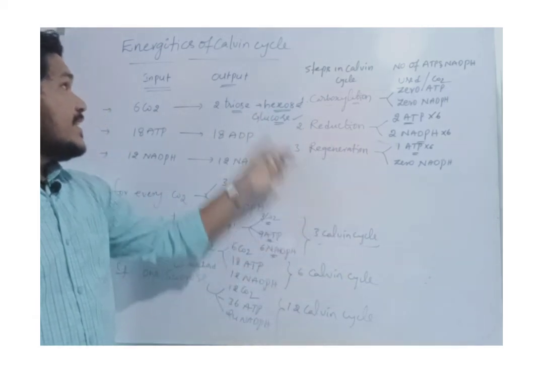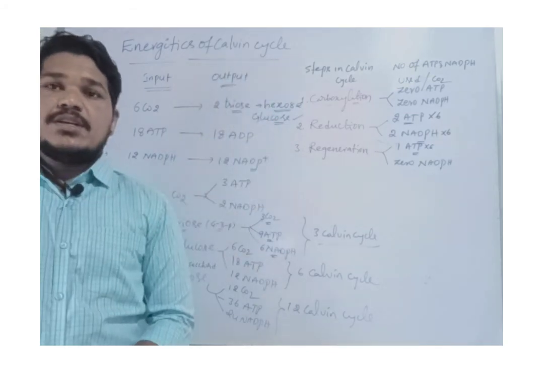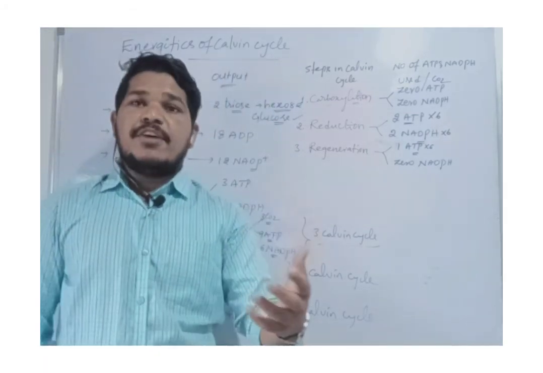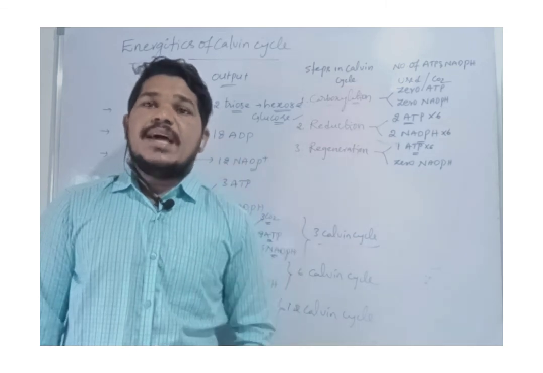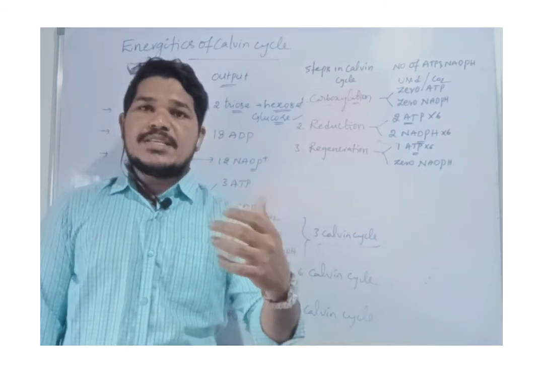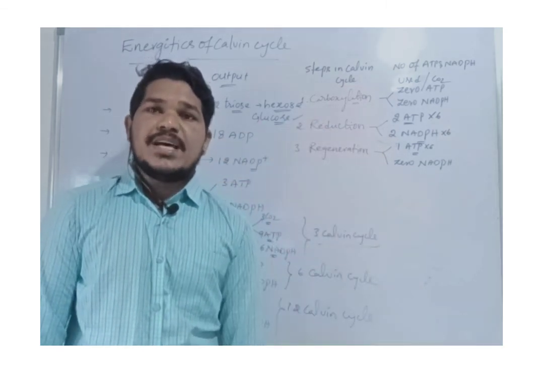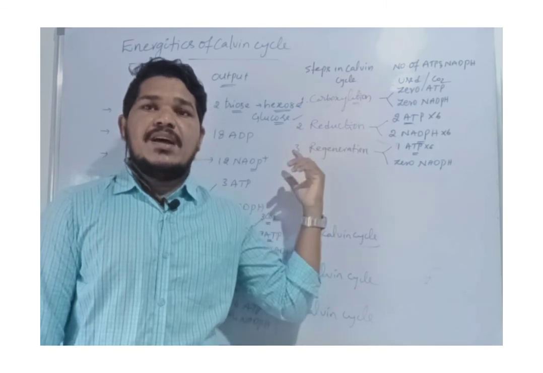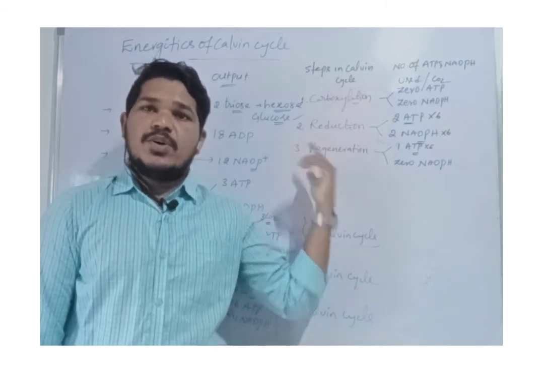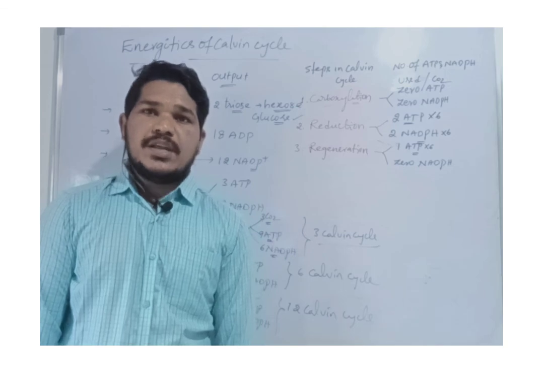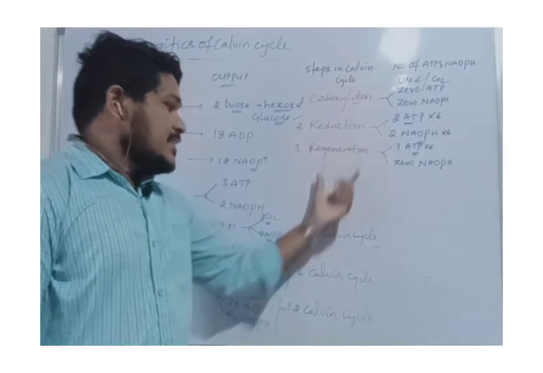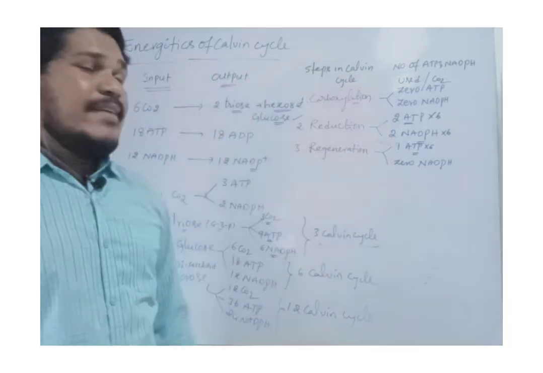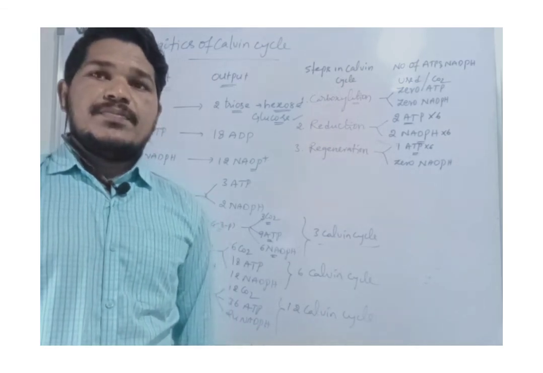So this is the energetics of the Calvin cycle. How much energy is required for the formation of one hexose sugar in the Calvin cycle? How many ATP molecules and how many NADPH molecules are utilized in the dark reaction for the synthesis of glucose, a hexose sugar? So this is about the energetics of the Calvin cycle. Is it clear?